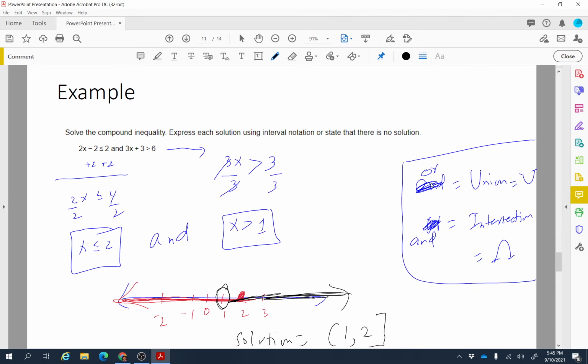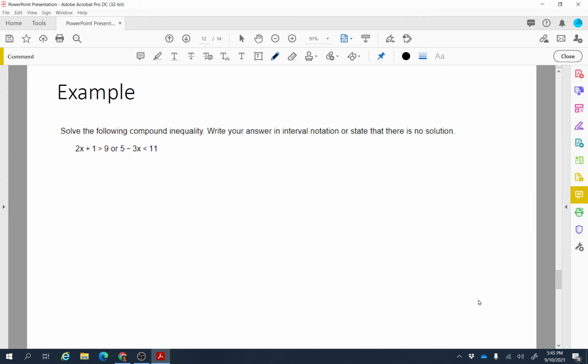So remember, this is a trick. OR means you need to find the individual solutions and find the union. AND means you have to find the individual solutions and find the intersection. Now next problem, there is OR. So OR means, remember, it's a union.